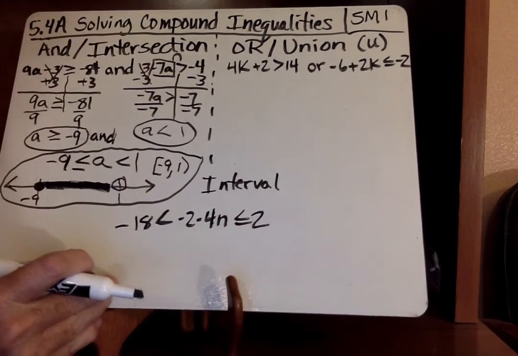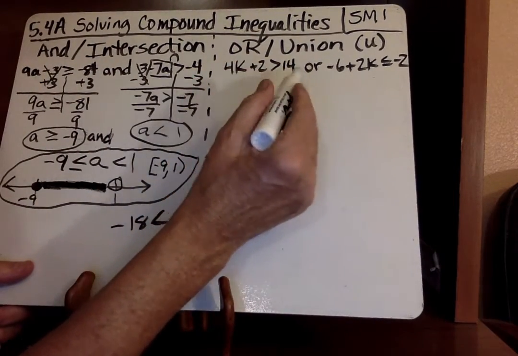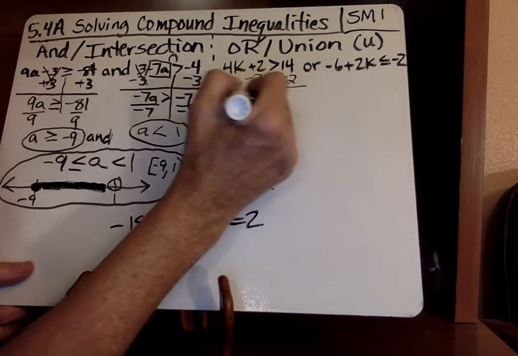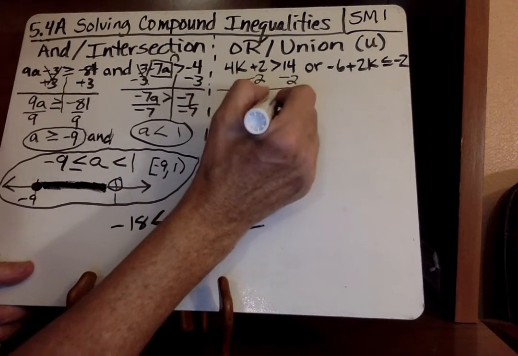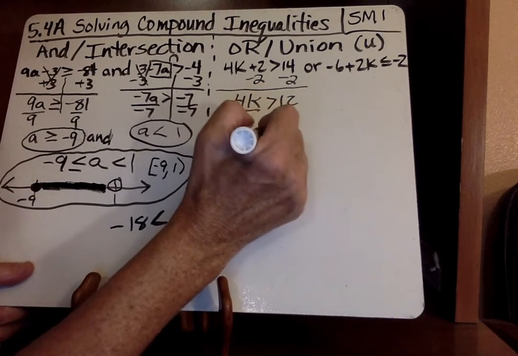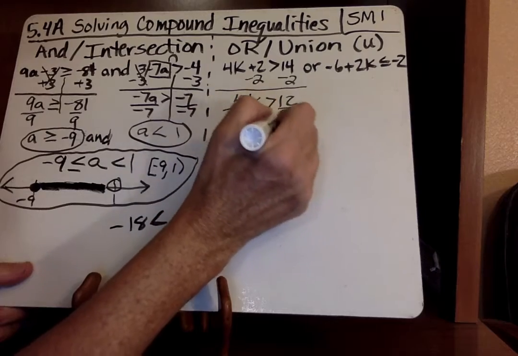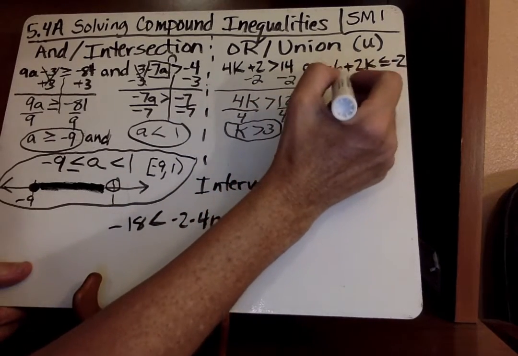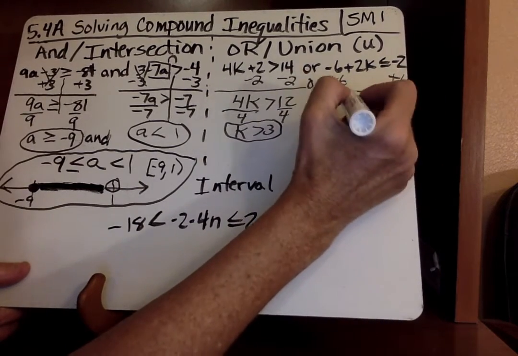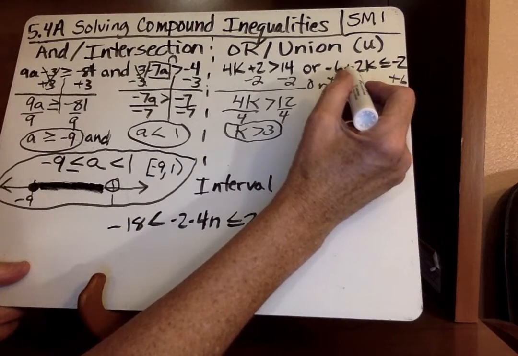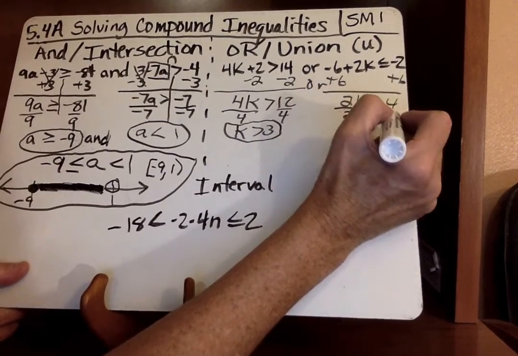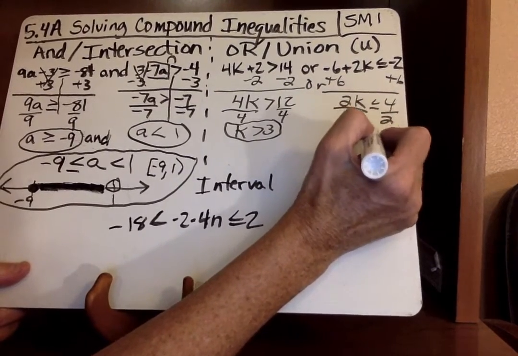So let's move on to the union one. 4k plus 2 is greater than 14. Minus 2, minus 2. 4k is greater than 12. Divide by 4. K is greater than 3. Okay, or we're going to add 6 here, add 6 here, and we get 2k. Watch the sign. If it's a minus sign, it becomes a negative 2k, and that's less than or equal to 4. Divide by 2, divide by 2. K is less than or equal to 2.